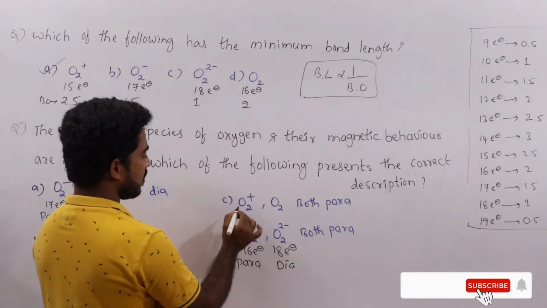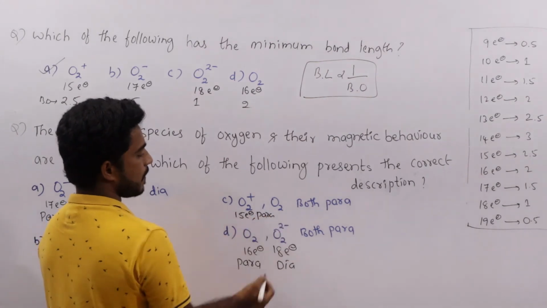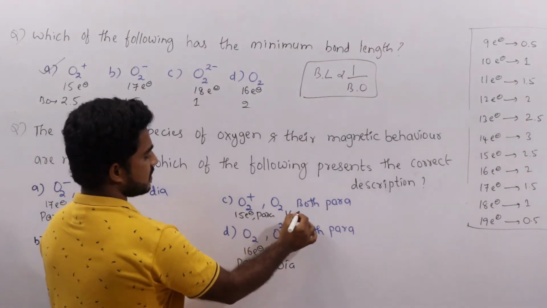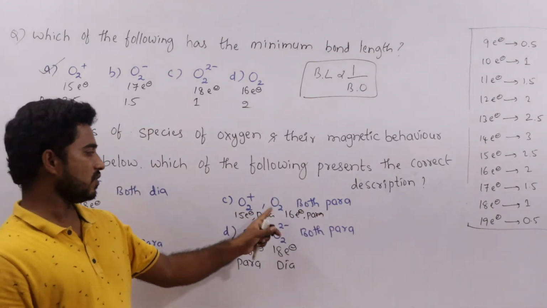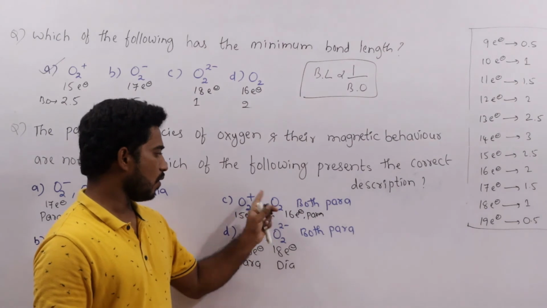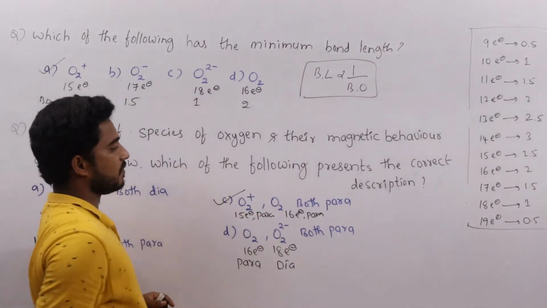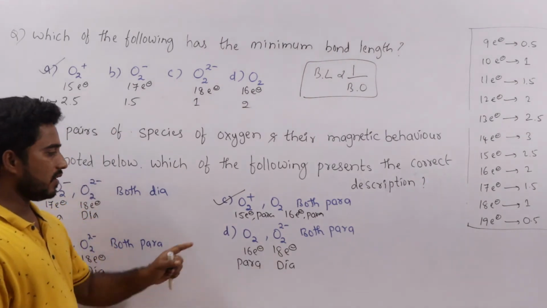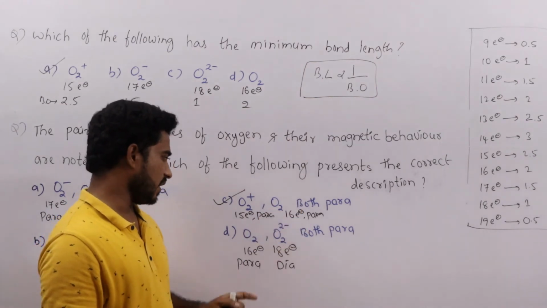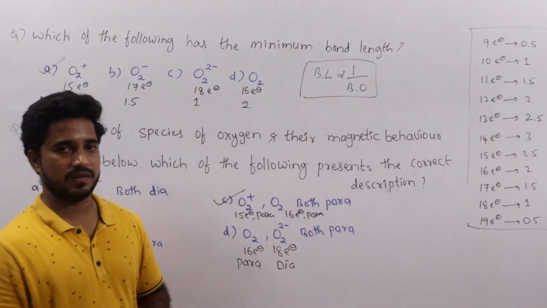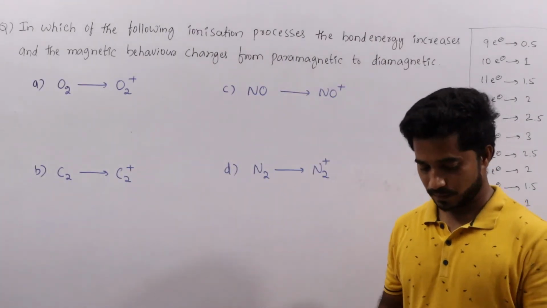O2 plus with how many electrons? 15 electrons, an odd number, that's why it is paramagnetic. O2 has 16 electrons, paramagnetic. These two species, O2 plus and O2, both are paramagnetic, that's why option C is correct for this question. Okay, let us see the next question.